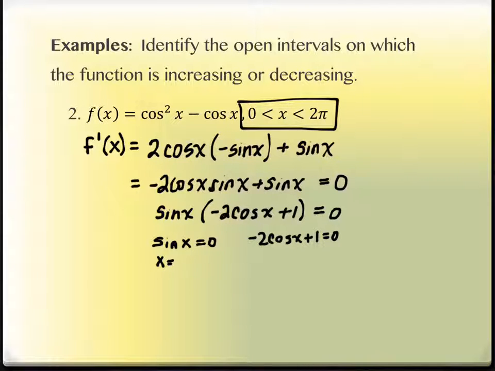Pi over 2. What was it? Was it pi over 2 or was it 0? It's 0. Right? The sine of 0 is 0. I think some of you are thinking about cosine. What's the other one? Pi.